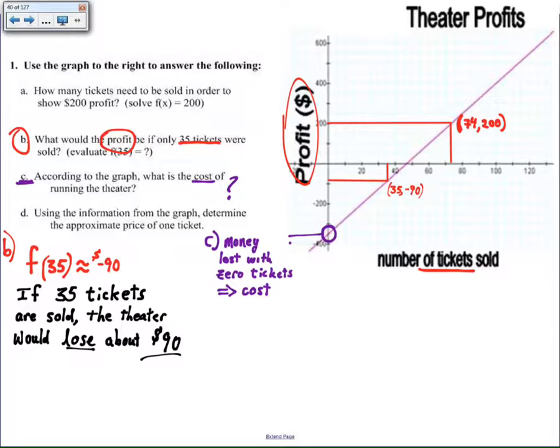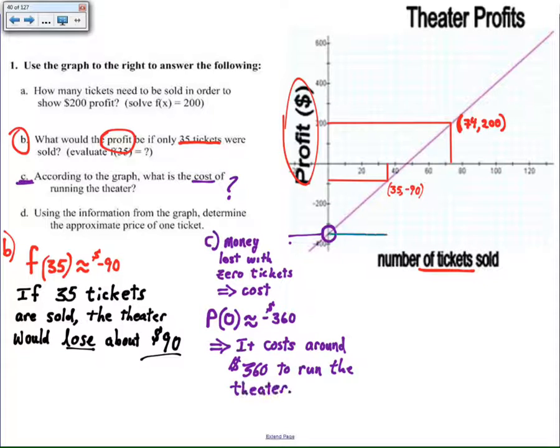So how much is the cost? Well, first of all, in math notation, I estimated around negative 360. So P of 0 is about negative 360. Translation to English, it costs around $360 to run the theater. I have enough evidence to support this because I have the circle on the graph, understanding what cost is. So here's my comprehension piece, here's my notation piece, and here's more about communication and comprehension of what I just said.